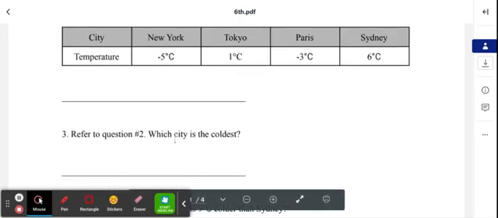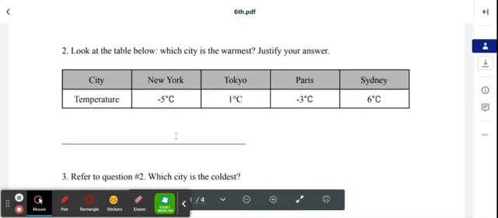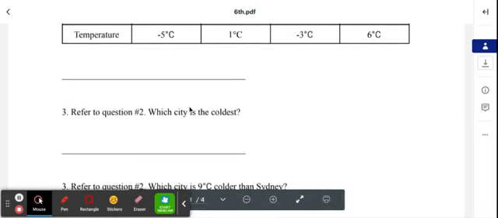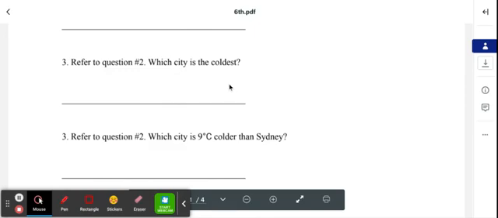Number three, refer to question number two. Which city is the coldest? That'd be New York, -5, because -5 is lower than -3. So New York is the lowest temperature, so it's the coldest.